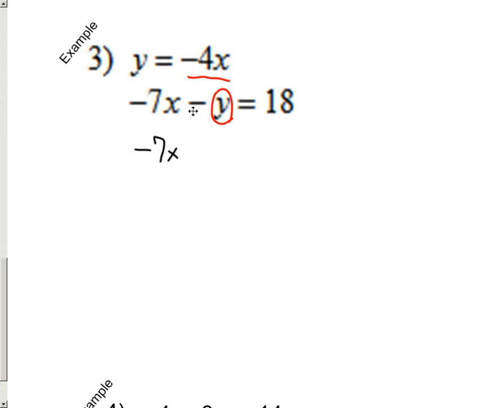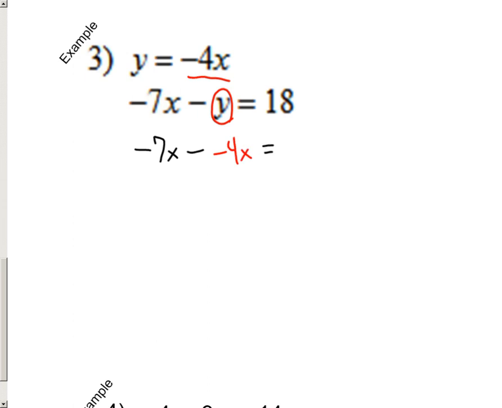-7x. See this minus sign? That needs to be put right there. What does this y become equal to? Well, this y is equal to -4x. If y is equal to -4x in the first equation, this y could be -4x in the second equation.